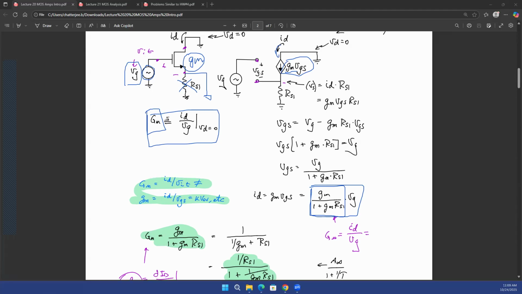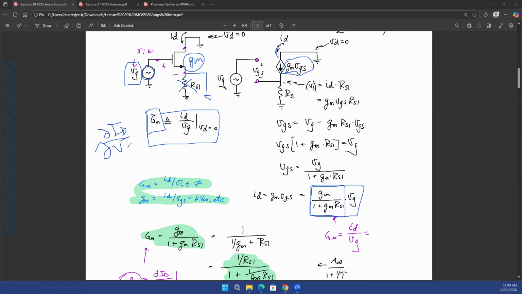GM is always AC. GM is always AC because GM is the derivative of ID with respect to VGS. Whenever you're talking about derivatives, you're talking about small signals, small changes in the signal, right? Because GM is del ID over del VGS. That's the definition of GM.